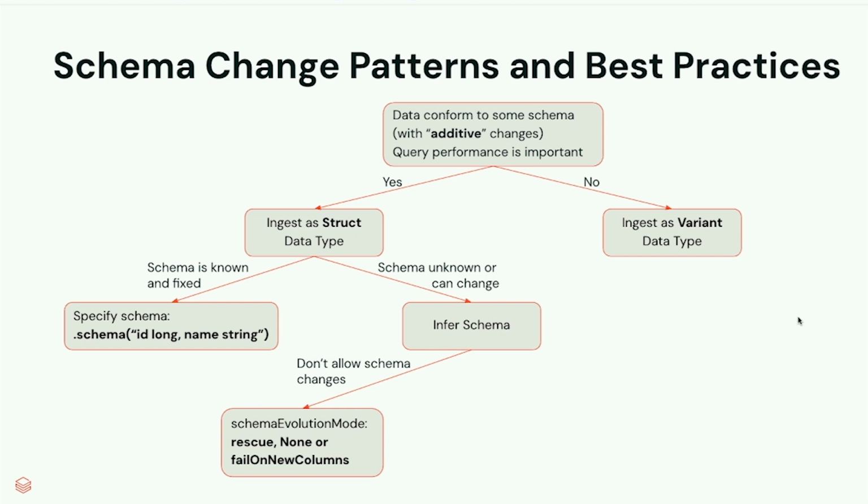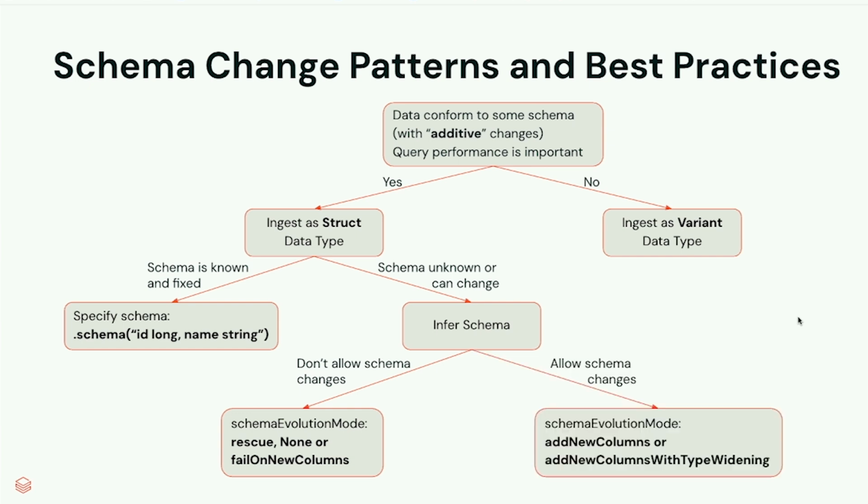Once you enable schema inference, you have the choice of not allowing any further schema changes, because maybe your downstream doesn't support any of those changes, or you know for sure that your schema is not going to change, but you just want that initial schema inference. There are a couple of options there to do so. But if you want to support some limited set of changes, like addition of new columns or type widening changes, then you have two new schema evolution modes that allow you to do that. That brings us to the end of how we can deal with data quality and schema changes with Autoloader.